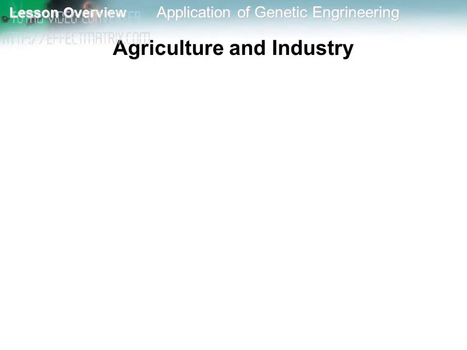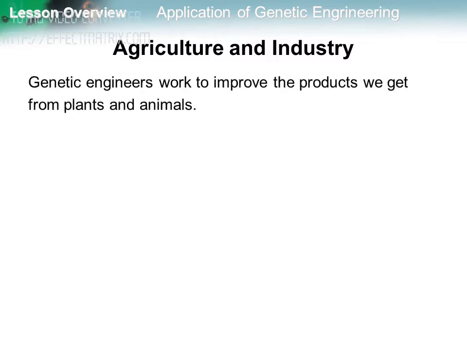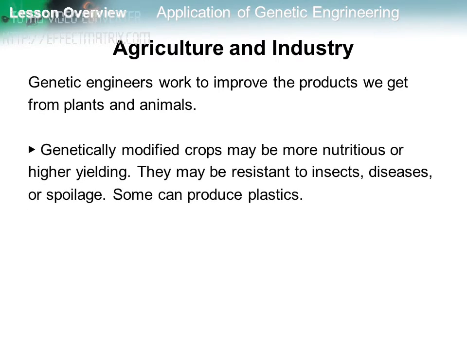Well, let's get started with the application of genetic engineering in agriculture and industry. So genetic engineers work to improve the products we get from plants and animals. Genetically modified crops may be more nutritious or higher yielding. They may be resistant to insects, diseases, or spoilage. Some can produce plastics.